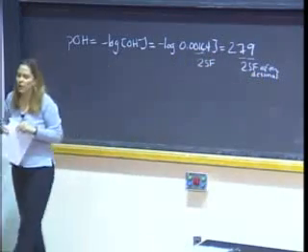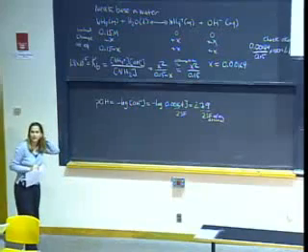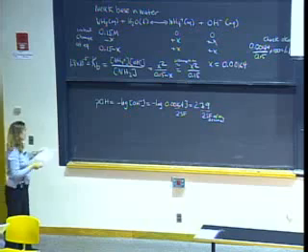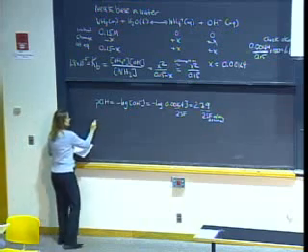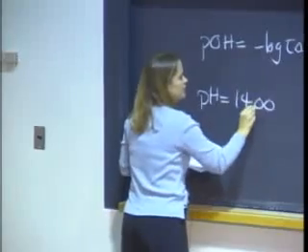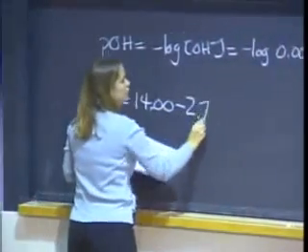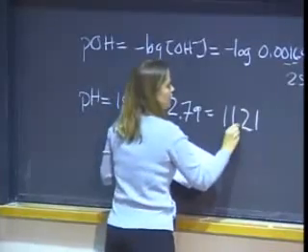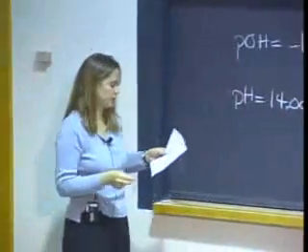So now we have pOH. How do we get pH? Yeah, we can subtract from 14. So the pH is going to equal 14.00 minus 2.79, and it'll be 11.21 will be the pH.